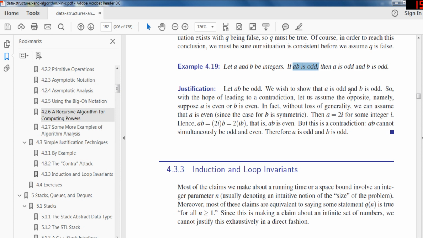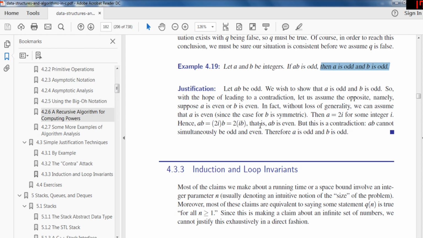They want to show that A is odd and B is odd, right? So with the hope of leading to a contradiction, they assume the opposite is true. So suppose A is even and B is even. Based on this, they saw that if you multiply them together, it's even.